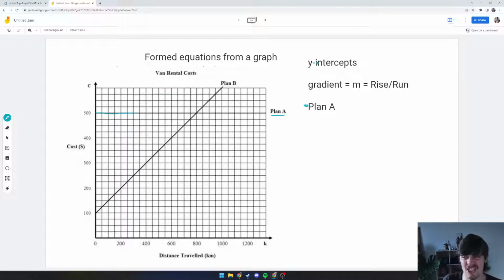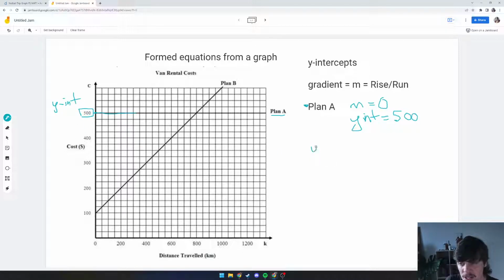So all we actually need is a y-intercept. So where is the y-intercept? It's over here at 500. That is the point where it crosses over that arrow over here. So this is the y-intercept for plan A. And there is no gradient, so what I might write is m equals 0, and then the y-int equals, where is it? 500. So that's all of the information I need, and then I can make an equation.